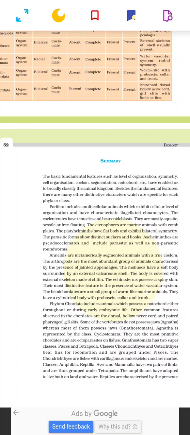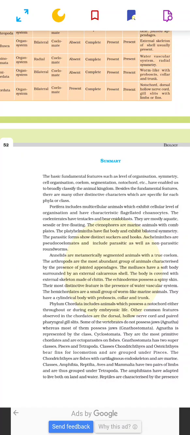The ctenophores are marine animals with comb plates. The platyhelminthes have a flat body and exhibit bilateral symmetry. The parasitic forms show distinct suckers and hooks. Aschelminthes are pseudocoelomate and include parasitic as well as non-parasitic roundworms. Annelids are metamerically segmented animals with a true coelom. The arthropods are the most abundant group of animals, characterized by the presence of jointed appendages.